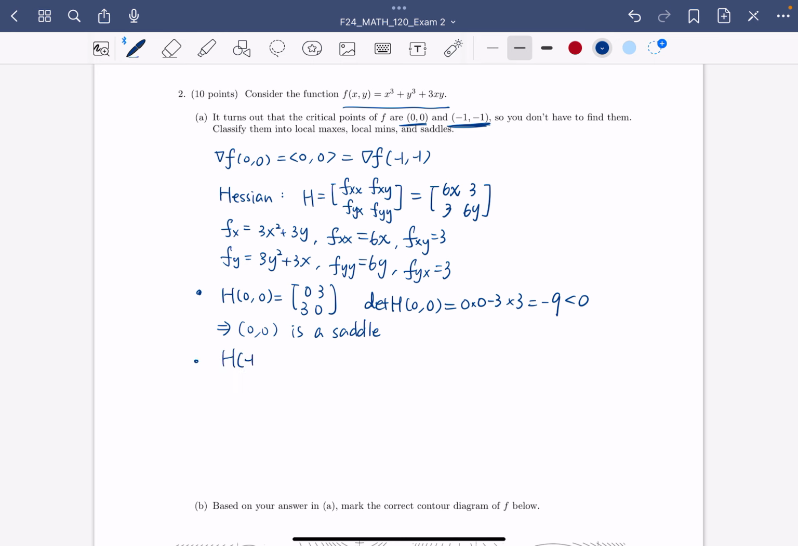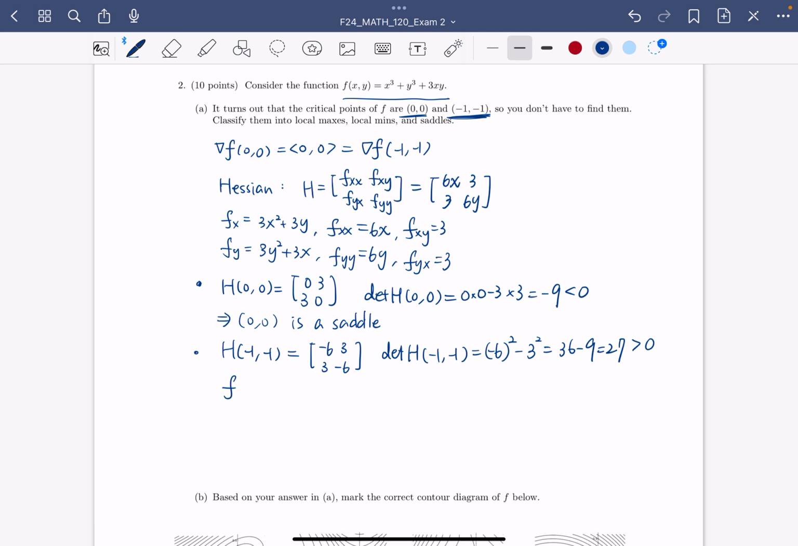What about at the point (-1, -1)? Then the Hessian is this matrix, and if you compute its determinant, you get minus 6 squared minus 3 squared. So in total you get 27, which is positive. So it could be a local maximum or a local minimum.